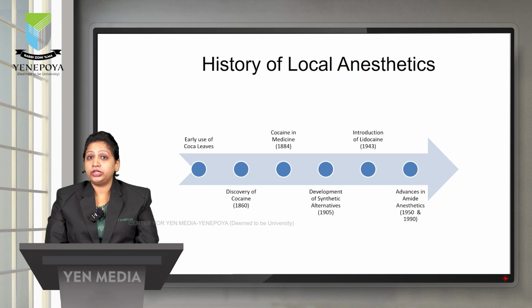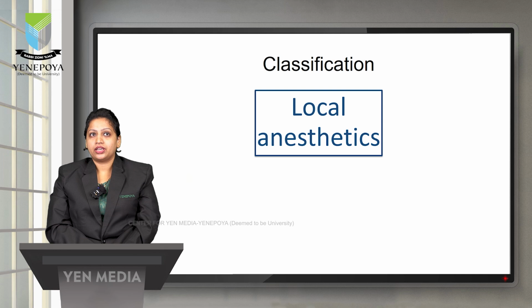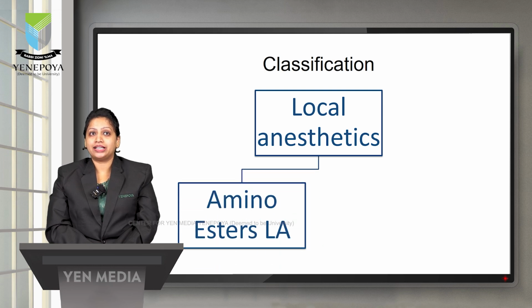Coming to the modern use and research for local anesthetics, today local anesthetics are essential in various medical procedures. There is ongoing research which focuses on improving the efficacy, safety and reducing the side effects of the new drugs. Coming to the classification of local anesthetics, local anesthetics can be classified based on their chemical structure into two main categories. The first one is the amino esters.